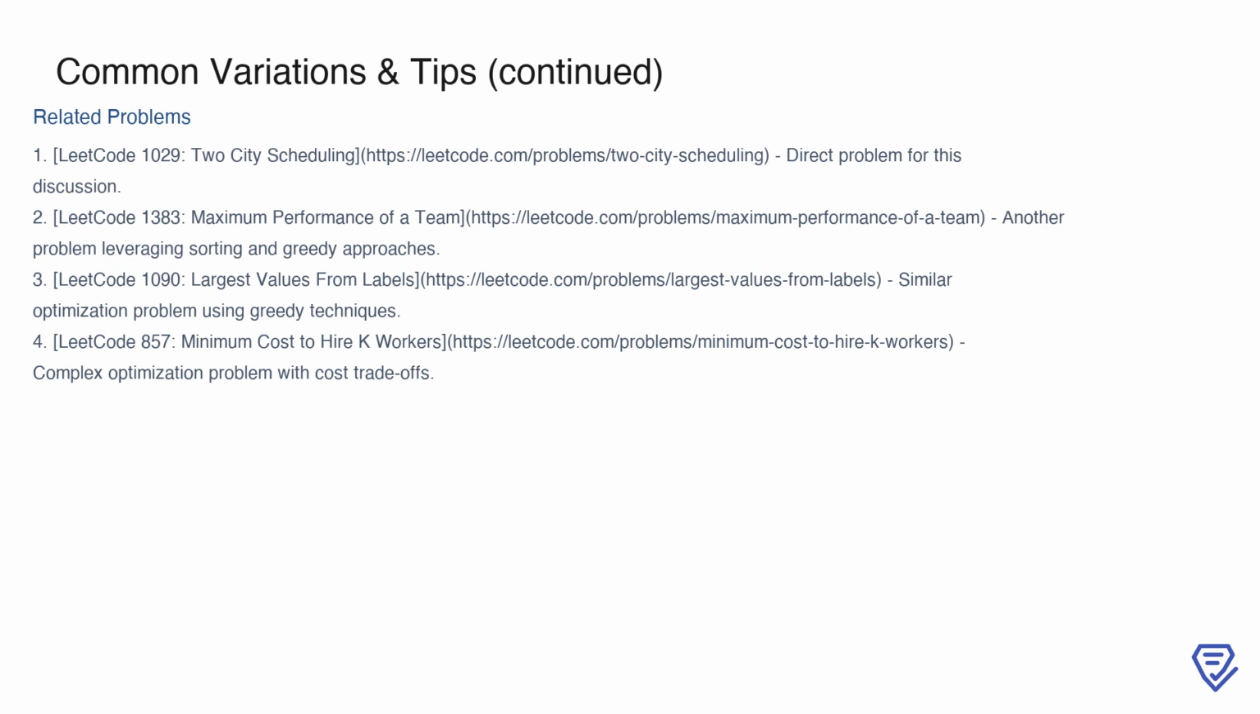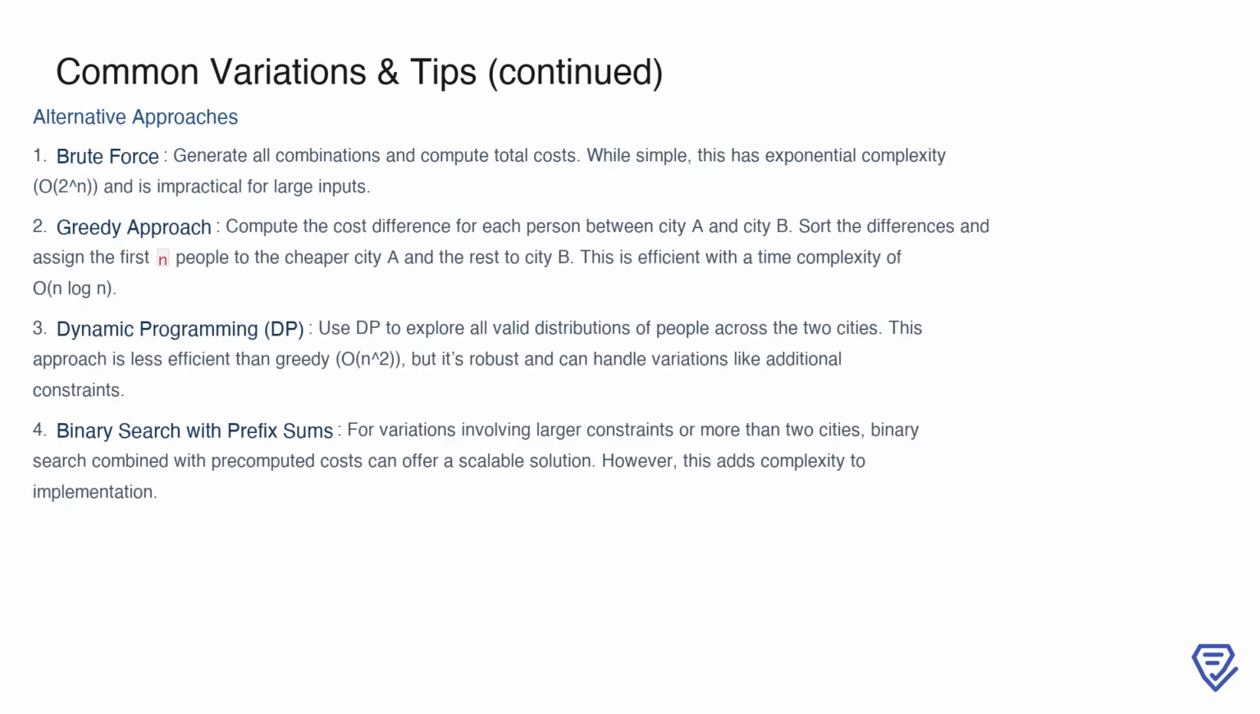Familiarizing yourself with these problems can deepen your understanding of optimization strategies and prepare you for tackling similar challenges in interviews. There are several approaches to solving the 2-city scheduling problem, each with its own trade-offs. The brute force method involves generating all possible combinations of assignments and calculating the total costs for each. While conceptually simple, this approach has exponential time complexity, 2 to the power of n, making it impractical for larger inputs. The greedy approach is far more efficient.